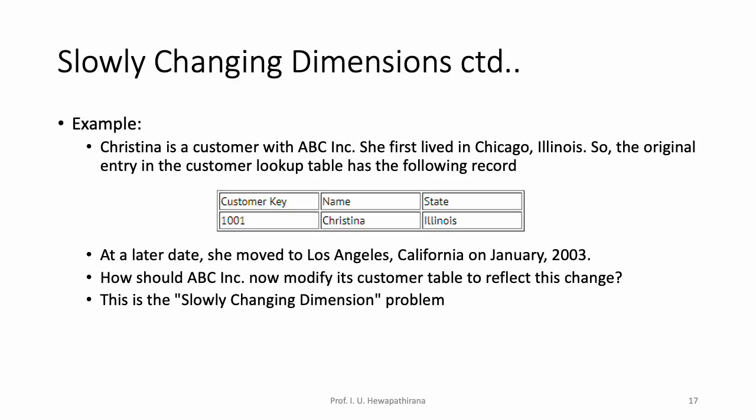Now let's say we have a particular customer in our data warehouse. We have the address of the customer. She lived in Chicago first, right? So this is how the original entry will look. But at a later date, the customer changed the location. The person's living location is changed. In 2003, she moved to Los Angeles, California. Now how should the company incorporate this change? This is what you call the slowly changing dimension problem.